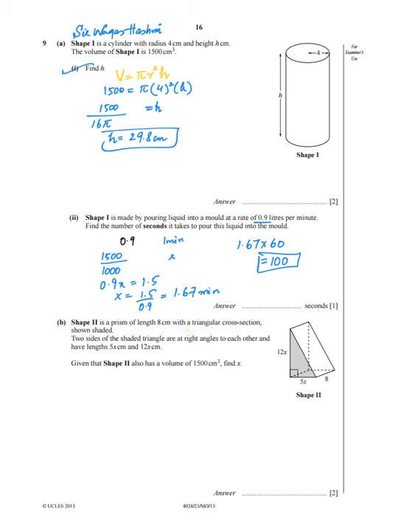In part B, it says that shape 2 is a prism of length 8 centimeter with a triangular cross section shown shaded. Two sides of the shaded triangle are at right angles to each other and have lengths 5x by 12x. Shape 2 also has a volume of 1500. So first, write down the working formula of volume of prism, that is equal to area of cross section multiplied by length.